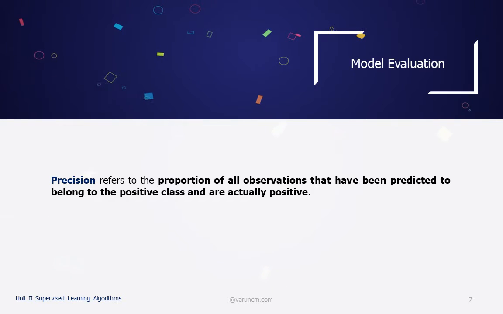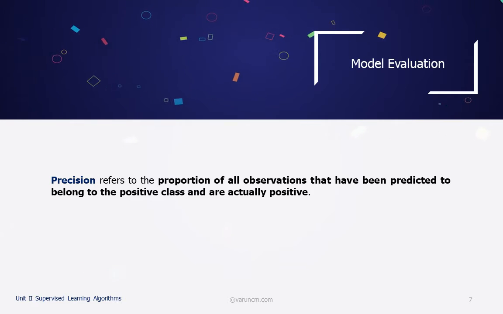So what is precision? Precision refers to the proportion of all observations that have been predicted to belong to the positive class and are actually positive. Here we are considering only those observations that have been predicted to belong to the positive class, and those that are actually positive. Those are what you obtain as the precision.